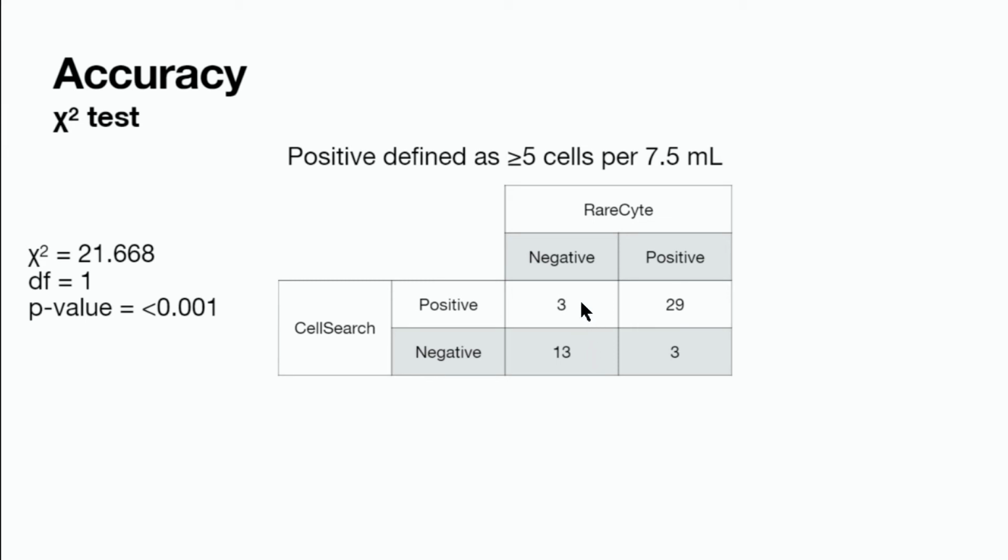There were 3 quote-unquote false negatives in the rare site, and there are 3 quote-unquote false positives. So basically 6 out of the 48 were allegedly discordant. And so when you have a 2x2 table like this, you can do a chi-squared analysis. And if you do a chi-squared analysis, now you get a very nicely statistically significant p-value saying that these methods are the same, at least in terms of the qualitative or semi-quantitative approach to whether they have more or less than 5 circulating tumor cells.